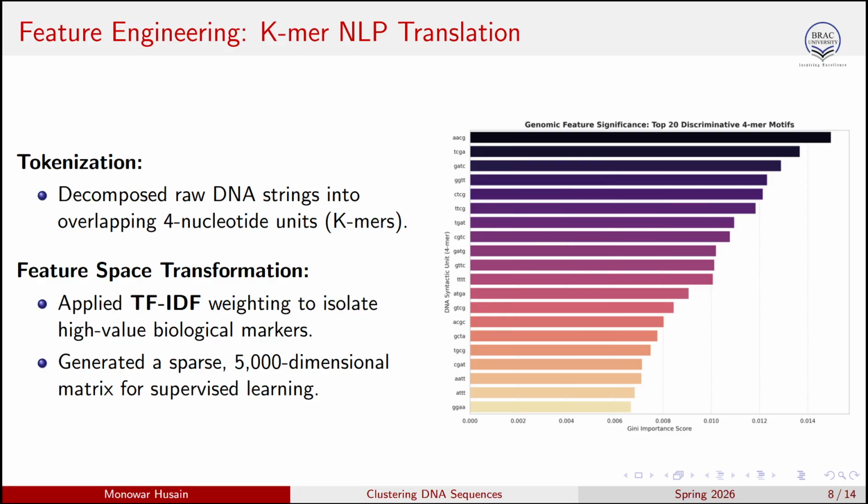Then I apply TF-IDF weighting. TF-IDF is amazing here because it punishes common background DNA and heavily rewards the unique signatures that actually matter. These generate a massive sparse 5000-dimensional matrix. This chart on the right displays the top 20 discriminative k-mer motifs that the algorithm found in this matrix.